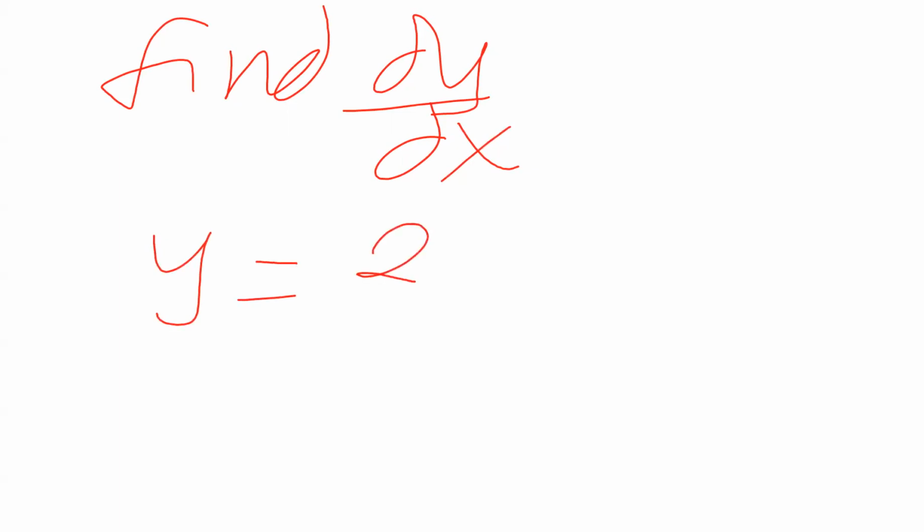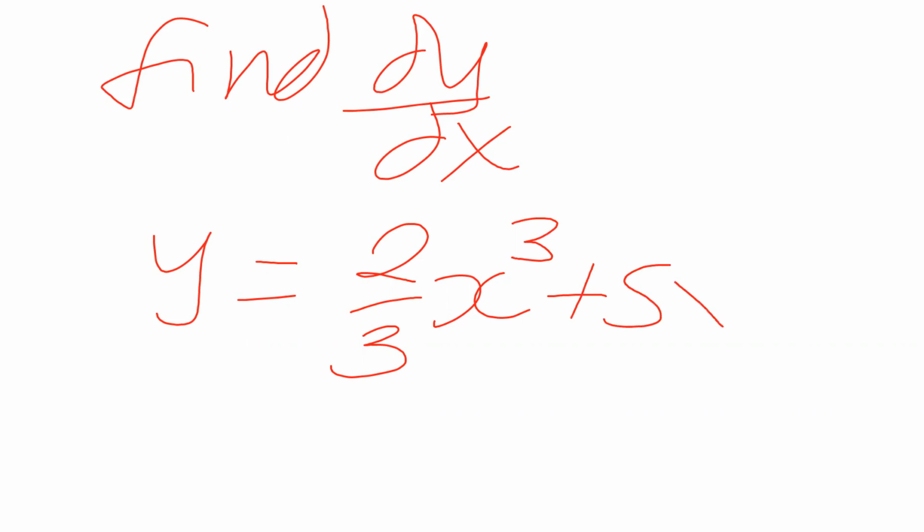Example number 2 says, can you find the dy over dx for the equation y is equal to 2 over 3 x to the power 3, plus 5x squared plus 4. How did you find the derivative?